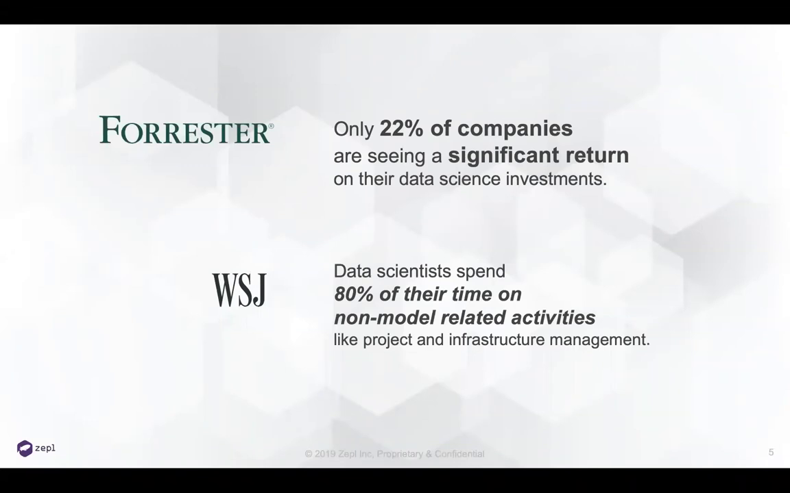All of these challenges are resulting in some pretty big inefficiencies that some of the big analysts have noted. Forrester notes only 22% of companies are seeing a significant return on their data science investment. Wall Street Journal comments, data scientists are spending 80% of their time on non-model related activities, such as infrastructure and project management. They're often one of the highest paid employees on your team. So what can we do to empower data science and data science teams to work better together?